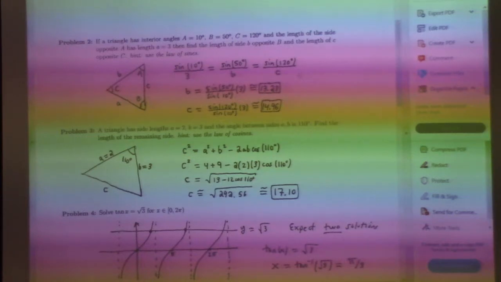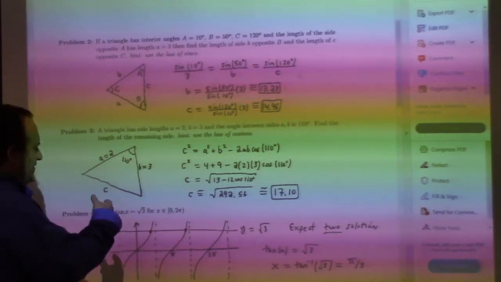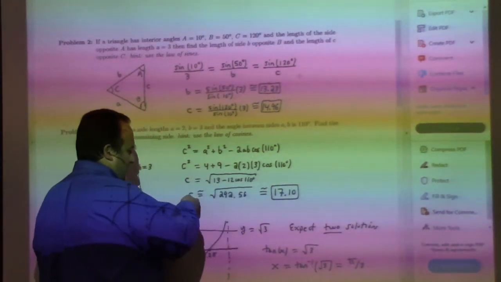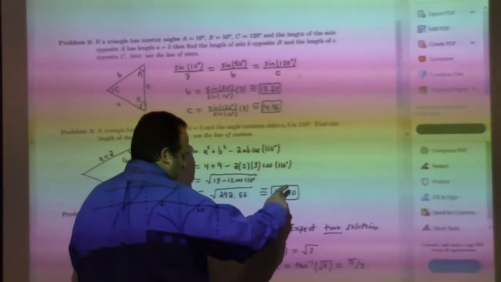Oh yeah, that was the thing I should take the square root of. So the answer should be the square root. I don't know how, I got lost in the calculation. This is wrong, right? It's supposed to be the square root of 17.10.